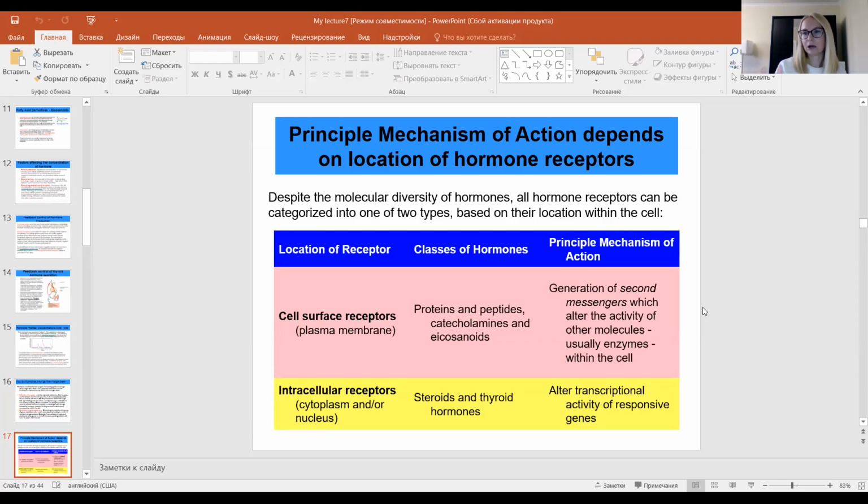So as I said previously, there are two types of receptors. First one is called cell surface receptors. In this case, a receptor is present on the plasma membrane. And the second one is intracellular receptors. In this case, the receptor is localized in the cytoplasm or in the nucleus. And what are the groups of hormones which use cell surface receptors? These are proteins and peptides, catecholamines and eicosanoids. And only steroids and thyroid hormones use the intracellular type of receptors.